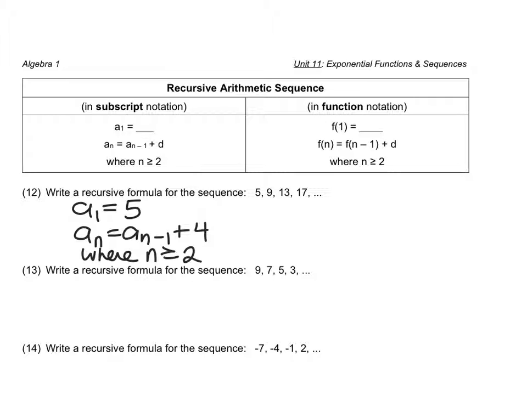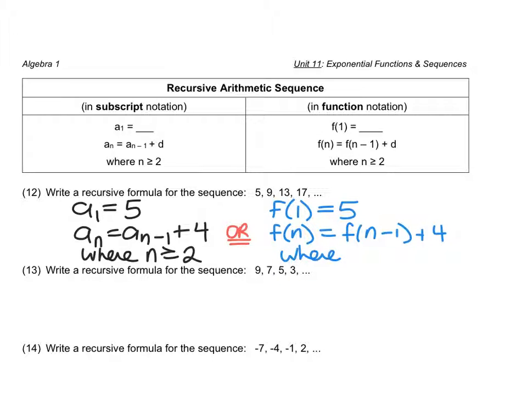All right, there's also the function notation. I kind of stole my own thunder a little bit with the calculator approach. F of 1, so this is an OR situation, because you might be asked to write it in subscript notation or function notation. F of 1 still means the initial value, 5. We just write it as f of n equals f of n minus 1 plus 4, where n is greater than or equal to 2.